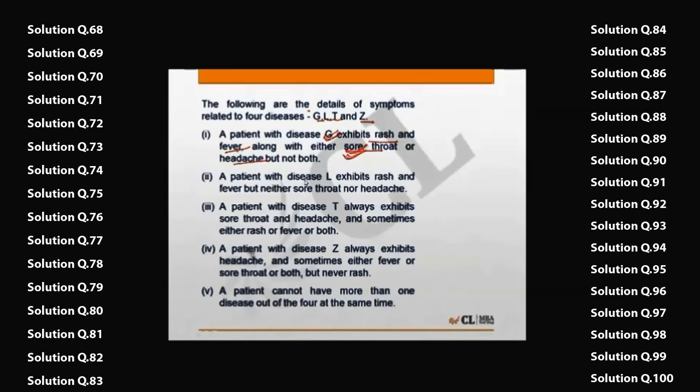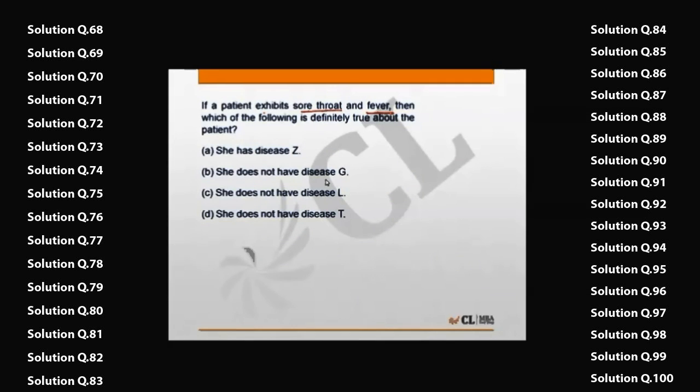Alright, so now we shall move to the next condition: a patient with disease L. It's stated that a patient with disease L exhibits rash and fever, but neither sore throat nor headache. So a patient with disease L would not exhibit sore throat, but our patient in the first question of the set exhibits sore throat. So we can certainly say that this patient does not suffer from disease L. And luckily, we find the mention of this fact in option C. And this becomes your answer. It's as simple as that.